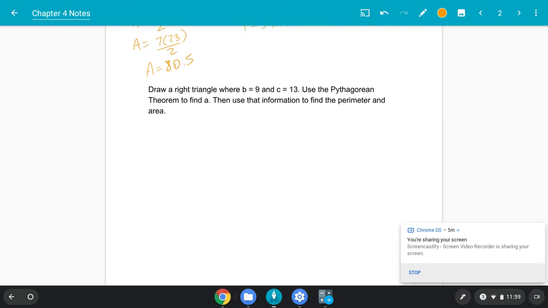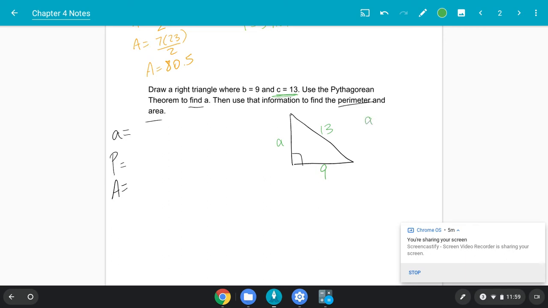Next, they want us to draw a right triangle with b is 9 and c is 13. Use the Pythagorean theorem to find a, then the perimeter and the area. Again, this time it's tricky. They're trying to mess us up. They're giving us c, which is this one, and b is 9, and this would be a. We don't know what it is.